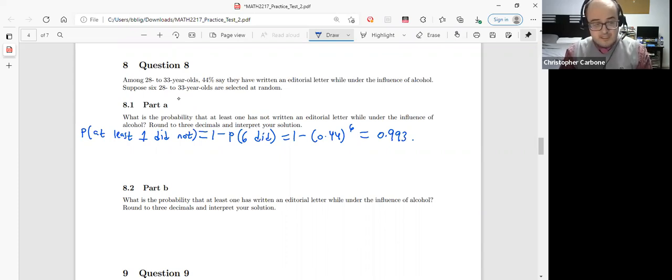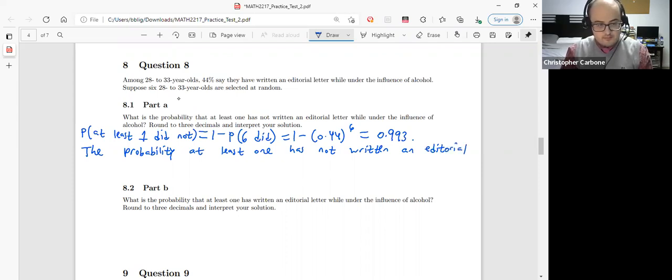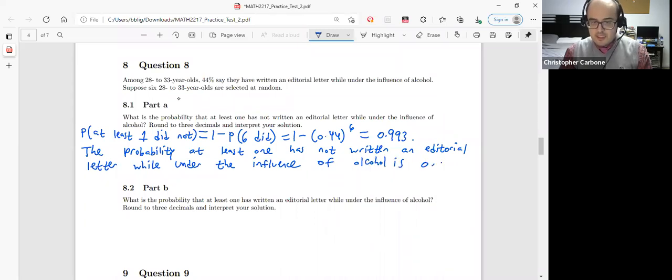And the interpretation of that, the probability at least one has not written an editorial letter while under the influence of alcohol is 0.993, according to what we just found.